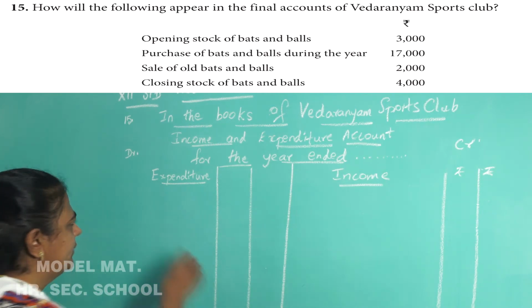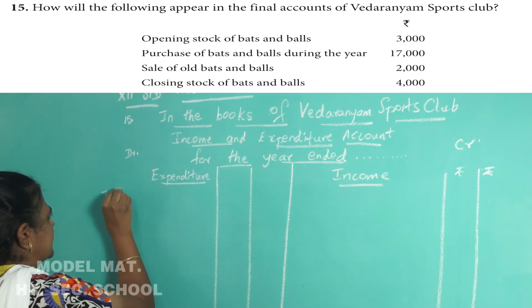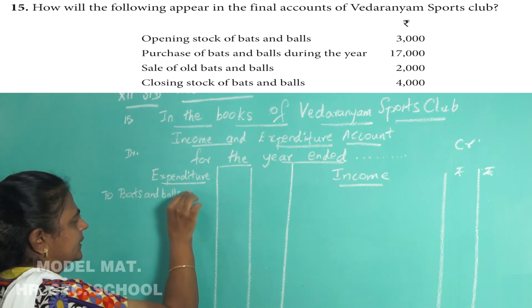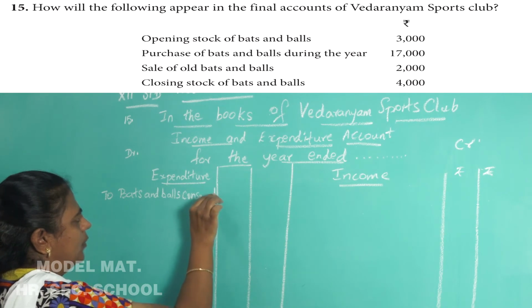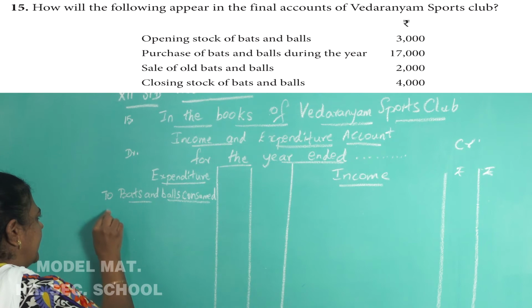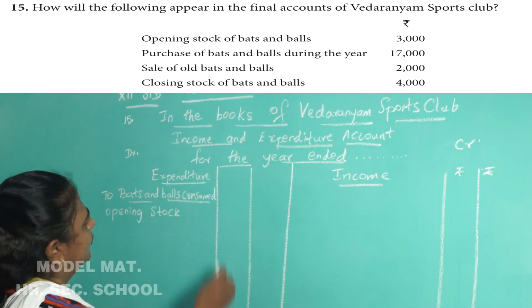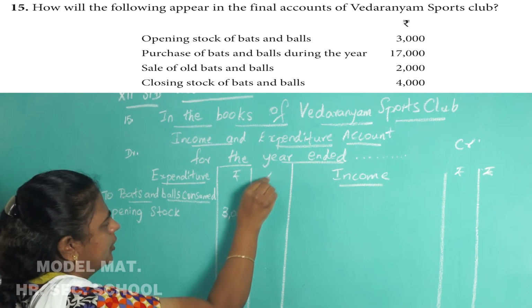Okay. So, before that you write like this: bats and balls consumed, that is used, how much you have used, bats and balls consumed. Okay. Under that you write opening stock. Opening stock how much? Opening stock is 3000. So, put it on the inner column, stock 3000.